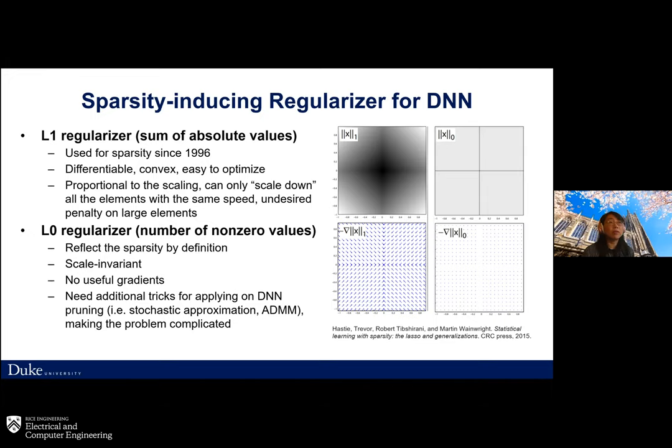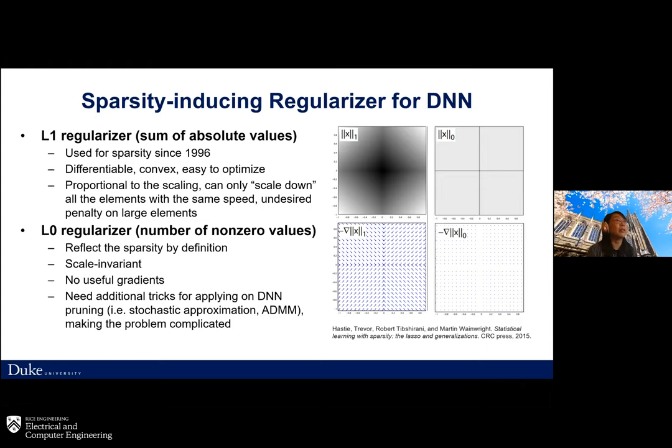However, the problem of the L0 regularizer is that it cannot provide a useful gradient. Its gradient is either infinite if it is on the axis, or zero everywhere else. So it cannot work directly with gradient descent optimizers. In fact, we need additional tricks, for example stochastic approximation or ADMM, to apply it to DNN pruning. In other words, L0 is difficult and makes the optimization more complicated.